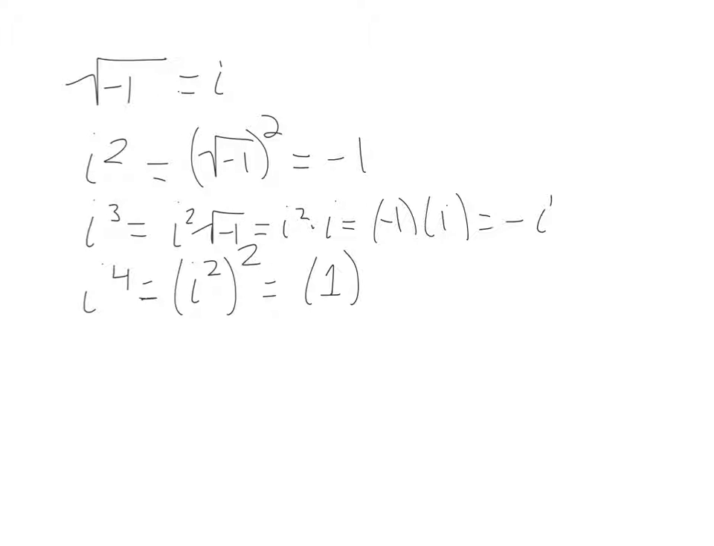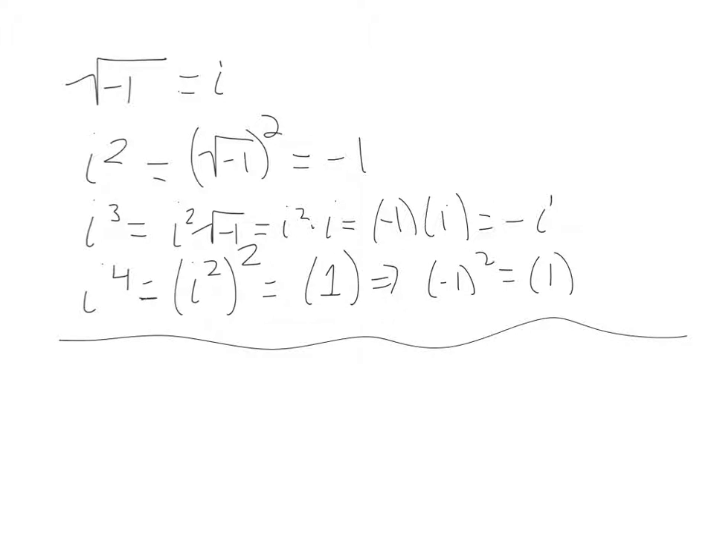I to the fourth, you should be able to see that that's 1, right? Because we know that i squared is -1, and -1 squared is 1. So, in summary, we've got i squared is -1, i cubed is -i, and i to the fourth is 1.